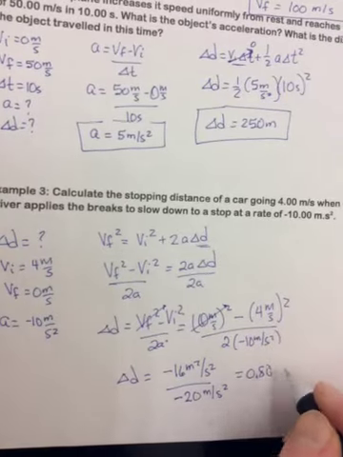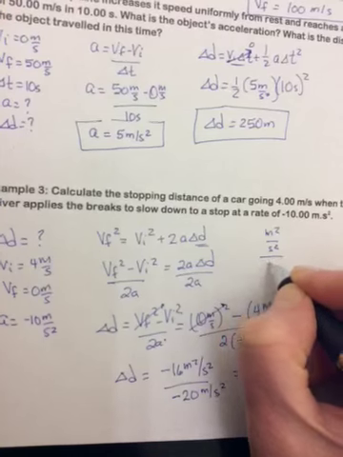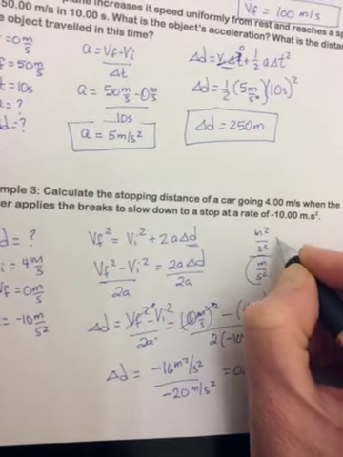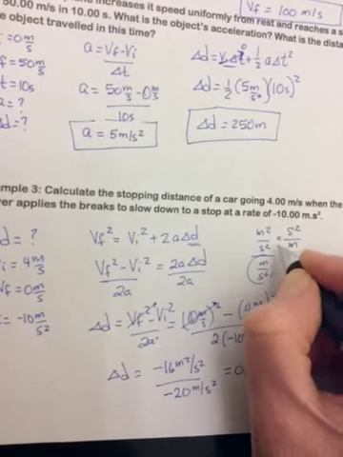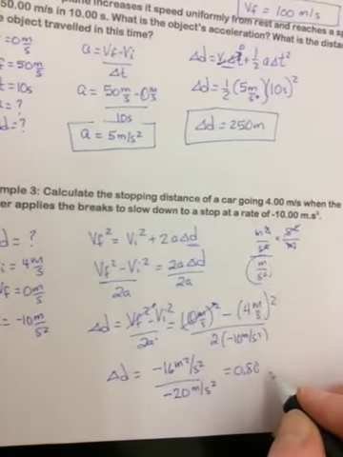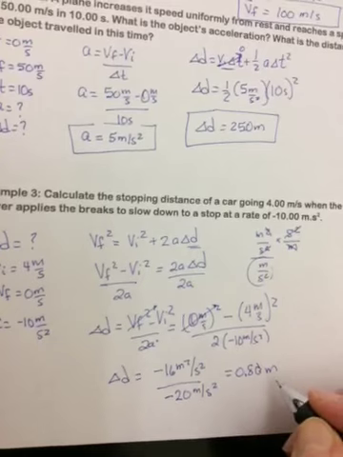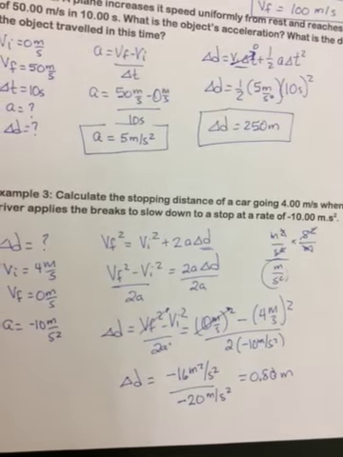And then meters squared per second squared, divided by meters per second squared. Dividing by a fraction is the same as multiplying by the reciprocal. So second squared over meters. The second squared cancels, one meter cancels, and you're left with meters, which is what you want to be left with because that's what delta D is measured in. Okay? So hopefully these are making sense to you, that they're all right.